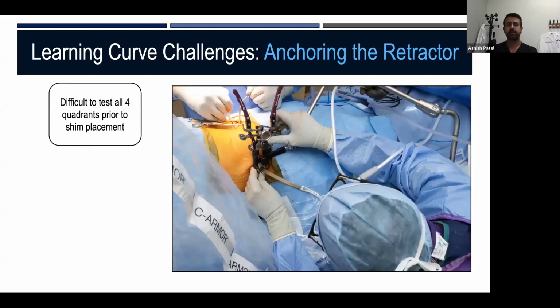And when you add the element of prone to this and trying to stay safe within the working corridor, there's a lot of nuance to it as well. I mean, how do you test all 4 quadrants with the EMG probe with a retractor looking down like that?